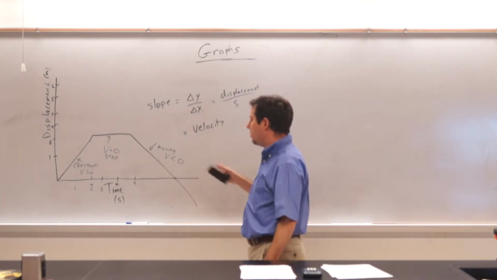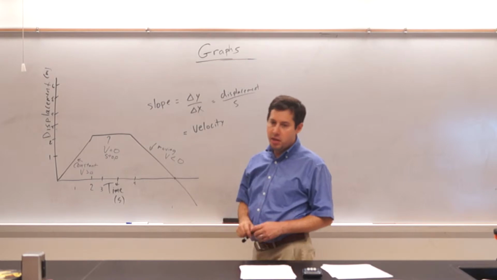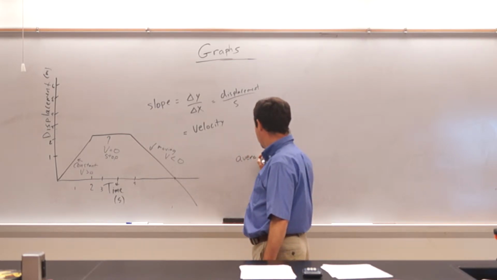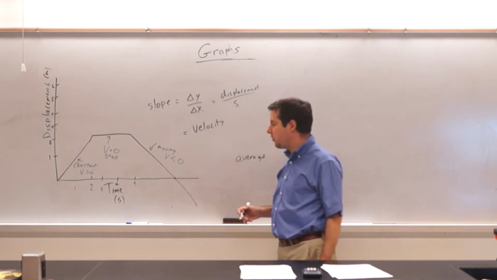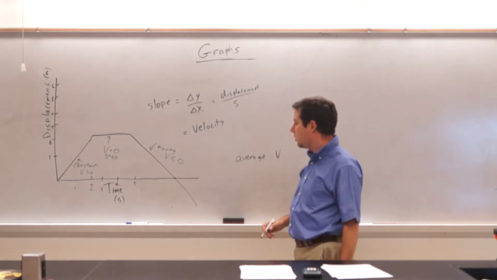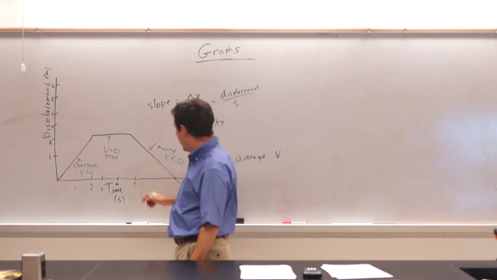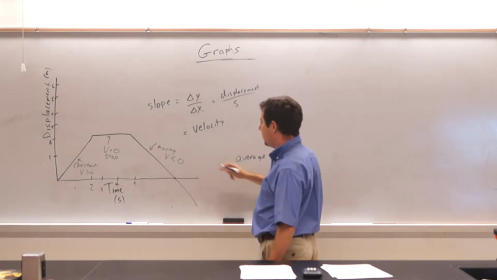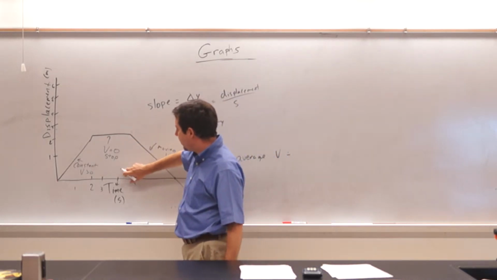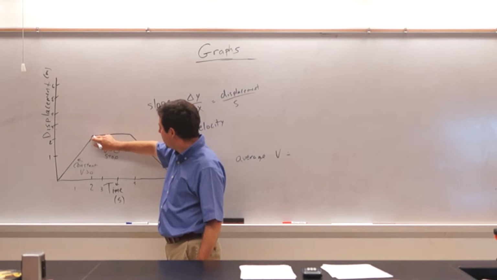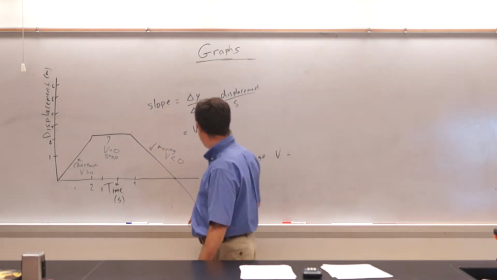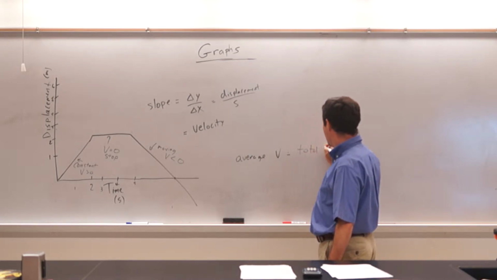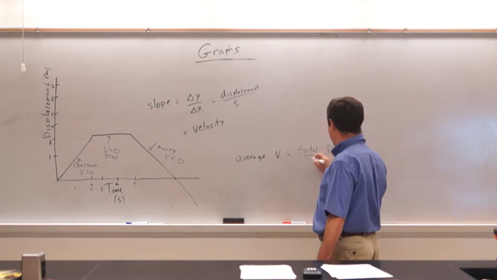Actually, before I do that, there's some other things that you can get from this too. Let's say you wanted to look at the average velocity, for example. Well, it all depends. If you go up to this point, you've gone about 2 meters, and it's taken you about 5 seconds to get there. Now, granted, you walked for a period of time, and then you stopped for a period of time. But to get the average over a specific time, it's going to be the total distance divided by the total time.